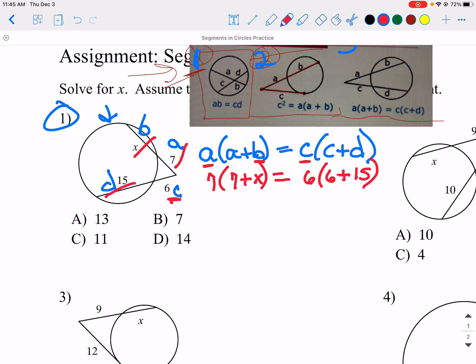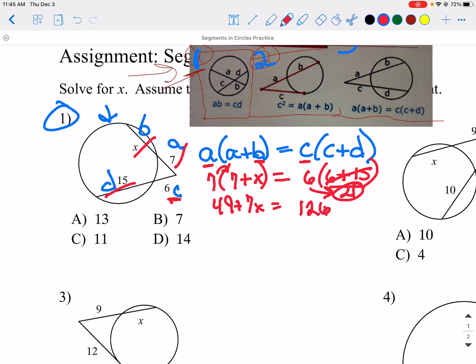Now I can just go ahead and solve for X. So here I have to distribute. So I get 49 plus 7X. And then on this side, I'm going to go ahead and combine that. So 6 plus 15, excuse me, is 21. So I take 6 times 21, which is 126 on this side.